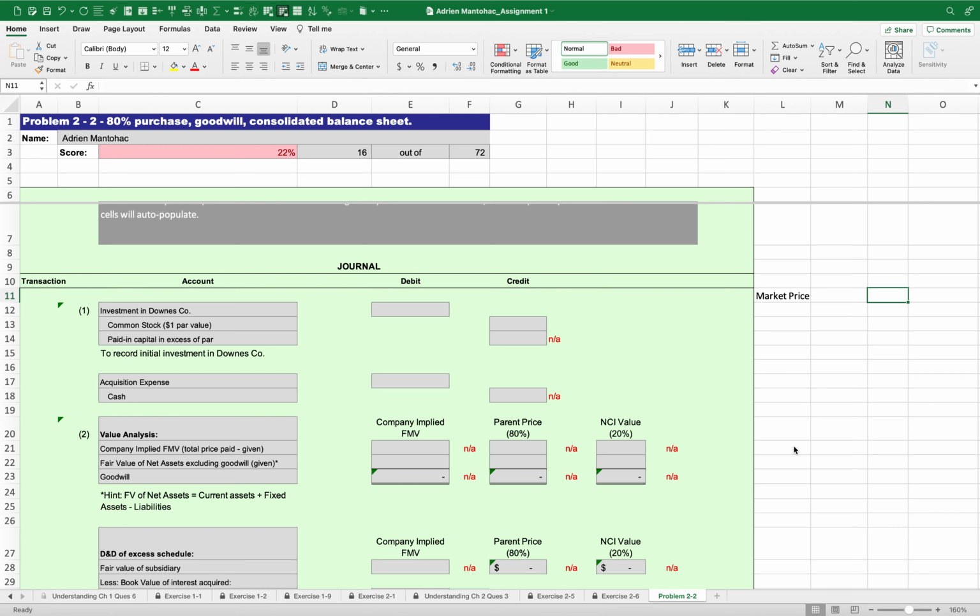Today we're going to be covering problem 2-2 because some of you had a hard time with this problem. Instead of pinpointing specific areas, I'm just going to go through the whole thing, because it's such an important problem presented in this chapter. In this problem, it's an 80% purchase of a subsidiary with goodwill, and we need to consolidate the balance sheet at the least.